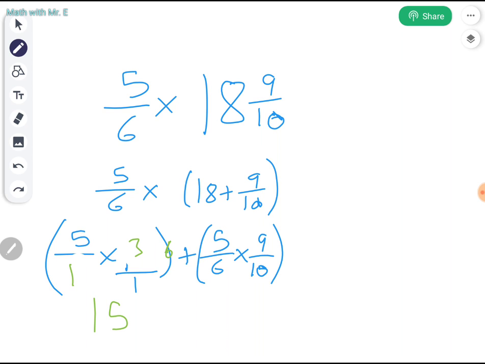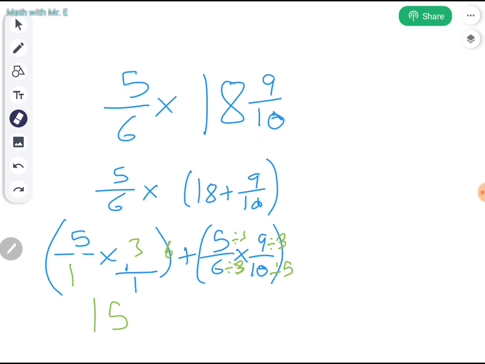And over here we've got 5/6 and 9/10. I know that I can divide 5 and 10 by 5. 5 divided by 5 is 1, and 10 divided by 5 is 2. And I can divide 6 and 9 by 3.